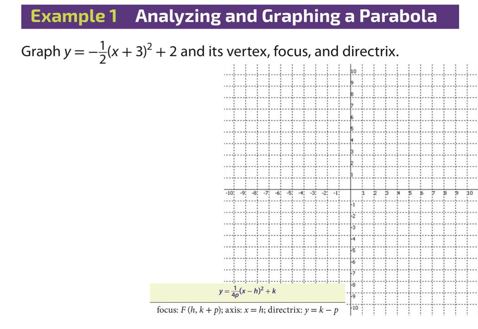Example 1 says, graph y = −1/2 (x + 3)² + 2, and find its vertex, focus, and directrix. Vertex is easy. This is a y equals x squared. We've done this before. So the vertex is just going to be my (h, k). So my vertex here is (−3, 2). Remember, the regular formula has a minus there. So the reason I did −3 is because it was already a plus in my original formula. So use the opposite there. Let's look at focus.